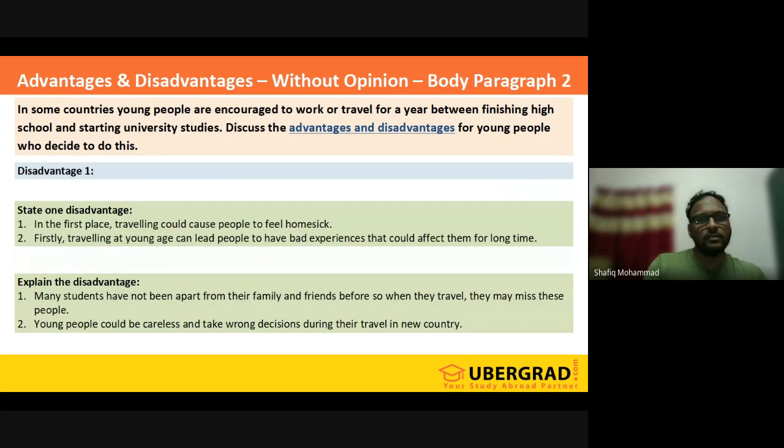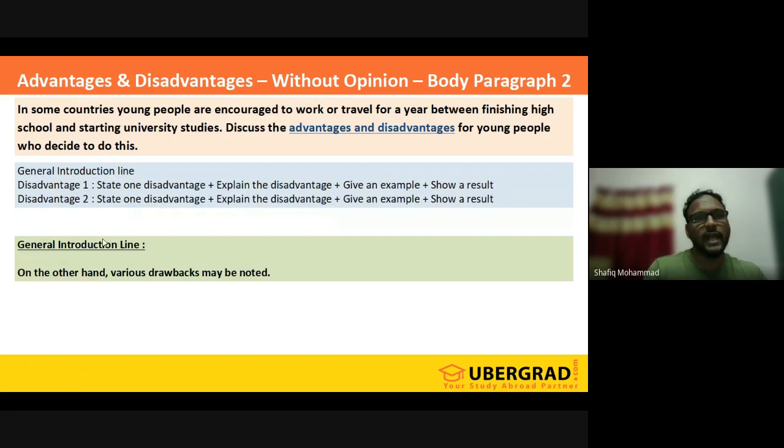Okay, so next, after the advantage paragraph, the next body paragraph would be the second body. Obviously, introduction, body paragraph one, body paragraph two, right? In body paragraph two, we decided to write the disadvantage, right? So what is the disadvantage here? Again, the same way: state a disadvantage, explain the disadvantage, give an example, and show the result. So just remember, these four sentences should be there in the body paragraph, whether body paragraph 2 or body paragraph 1. So here in body paragraph 2: disadvantage, explain, give an example, and show the result.